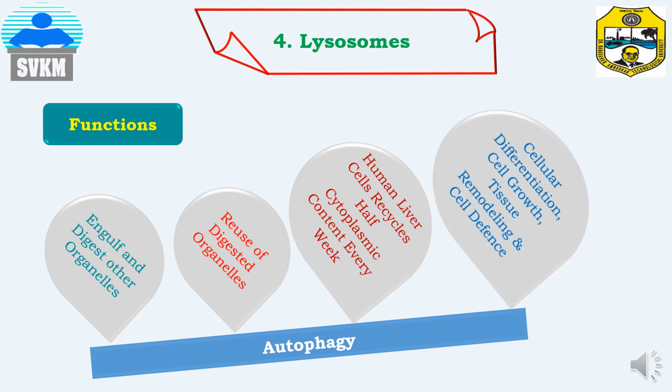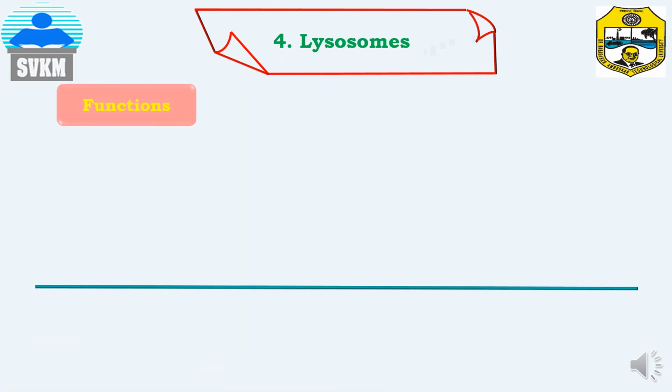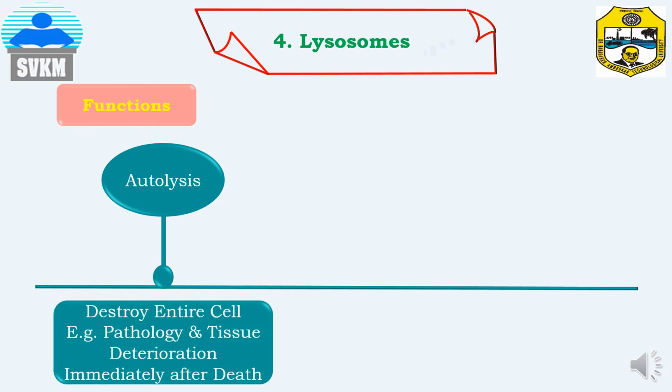They also play an important role in cellular differentiation, meaning identification of the cells, growth of the cells, tissue remodeling and cell defense. Again there are some functions. The second function is autolysis. Autolysis is the destruction of the entire cell.